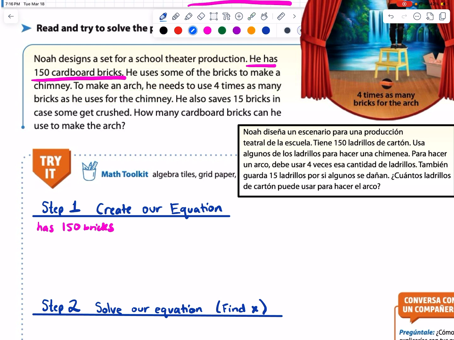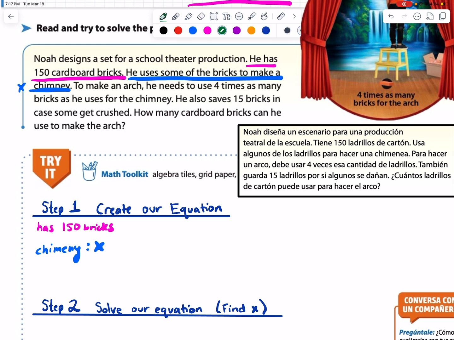Yep, this is part of the equation. He uses some of the bricks to make a chimney. Notice they say he needs to use 4 times as many bricks for the chimney. Chimney is a variable because we don't know how many the chimney is. It never mentions anything about the chimney. So chimney is the letter X.